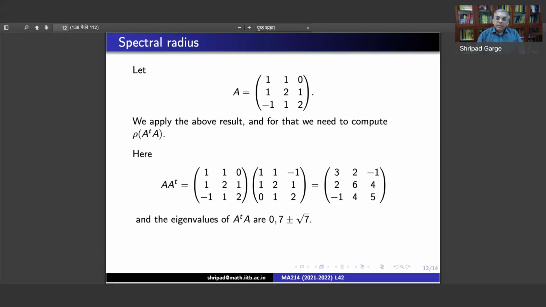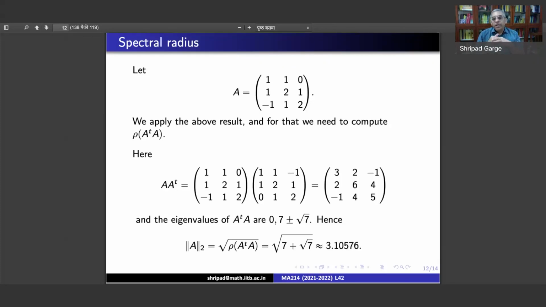Compute the eigenvalues. They turn out to be 0 and 7 plus minus root 7. If you take the moduli, all these are non-negative numbers: 0, 7 minus root 7 and 7 plus root 7. So clearly the maximum is 7 plus root 7, and therefore the spectral radius of A transpose A is equal to 7 plus root 7. Under the square root, it will give you the L2 norm, which is 3.10576.